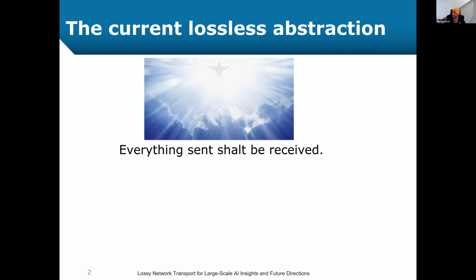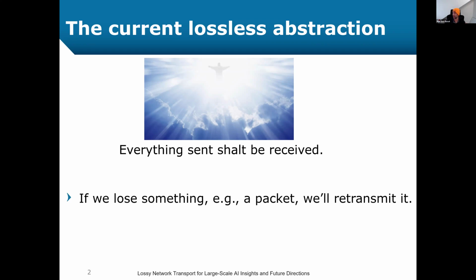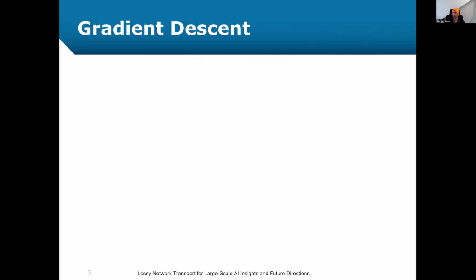And particularly what this means is that if we lose something, if we lose a packet, we have to retransmit it, right? We have to get this data transferred. So before I tell you what's wrong with this approach, since I don't know what's the background of people here, I have a few slides, like very high level, about how model training is working. I will be focusing almost only on model training. Towards the end, I'll talk a bit about inference.